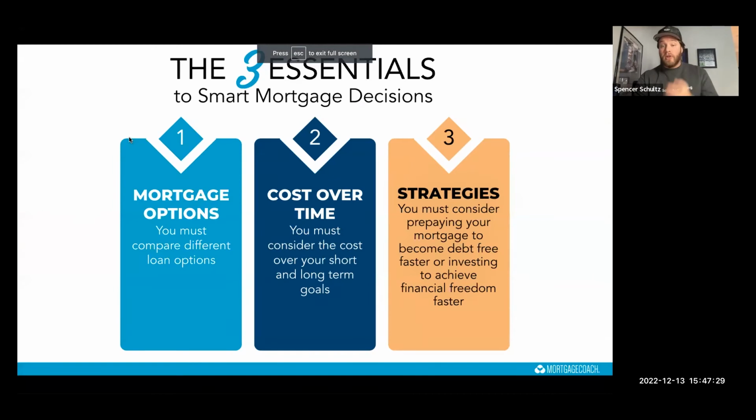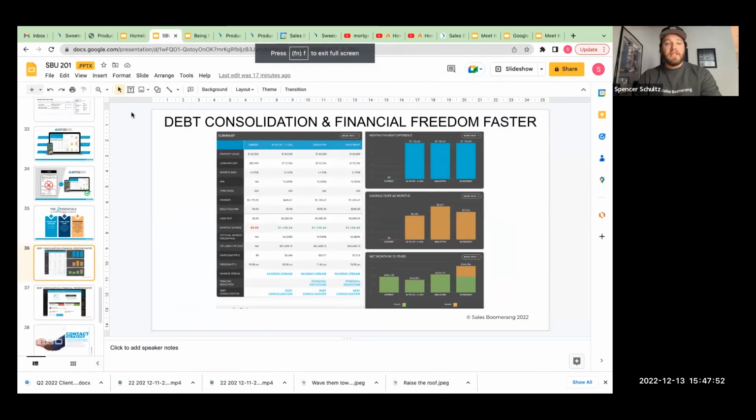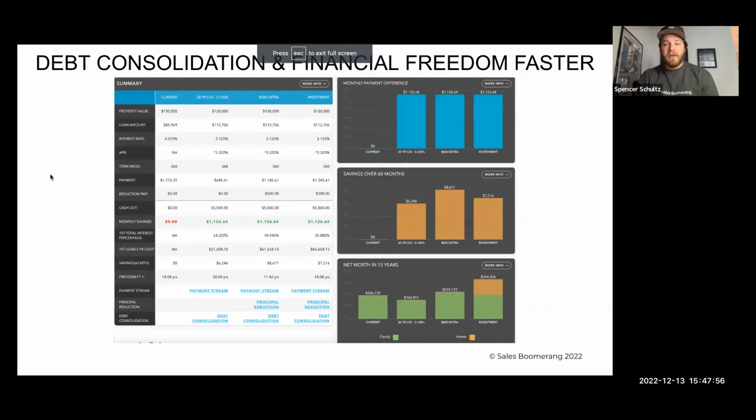You're going to compare multiple loan options. You're going to be able to display cost over time in the immediate as well as in the long term. And then you can apply strategies. How do you apply reinvestment strategies? How do you do debt consolidation? How do you determine your net worth as a result of this transaction? How do you look at your freedom point? When are you going to pay off your home based off of that? So here's an example, guys, of a debt consolidation. So if someone's looking to go maybe tap into their equity, pay off some bills a little bit.